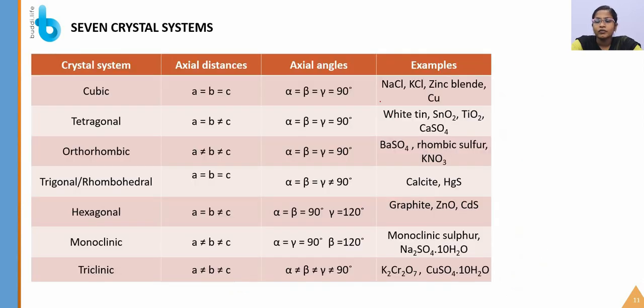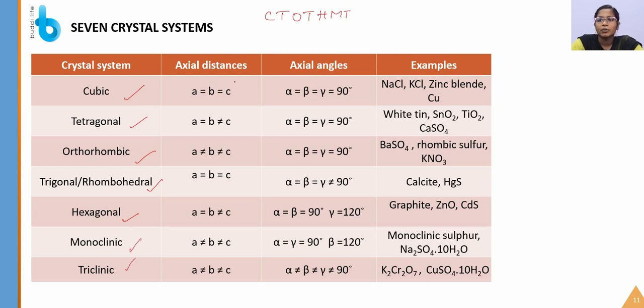So now we are going to see about the 7 crystal systems. This is a very important topic. You can easily remember these 7 crystal systems by remembering one simple formula: CT, OT, HMT. C stands for cubic, T stands for tetragonal, and O stands for orthorhombic. T again stands for trigonal or rhombohedral, and then hexagonal, monoclinic, and triclinic.